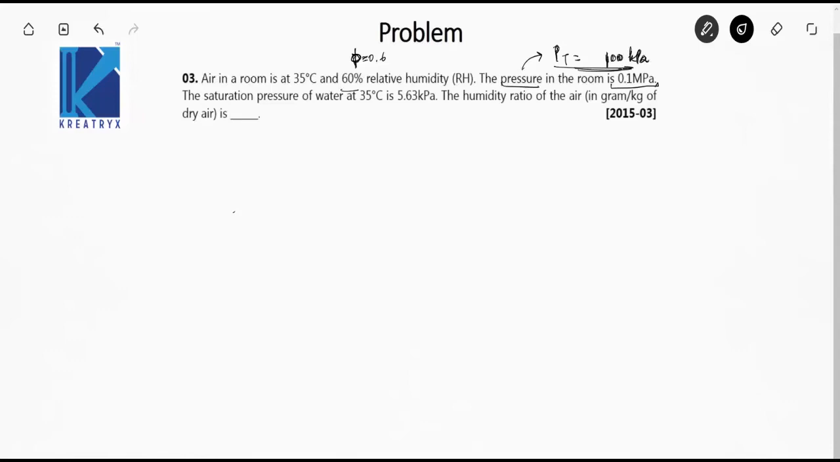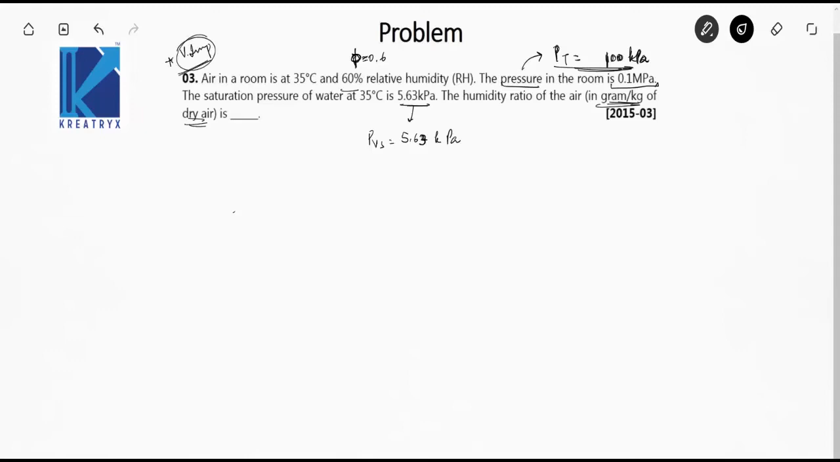The saturation pressure of water at 35 degrees Celsius is 5.63 kilopascal. So PVS is equal to 5.63 kilopascal. Find the humidity ratio of the air in gram per kilogram of dry air. Again the same type of question has been repeated. Almost every year the same type of question is getting repeated, so this is a very important question.